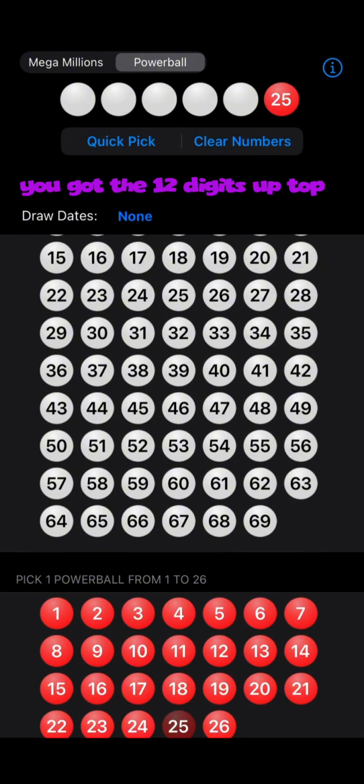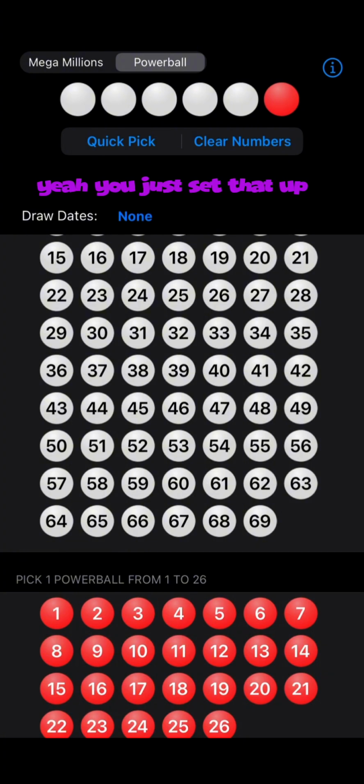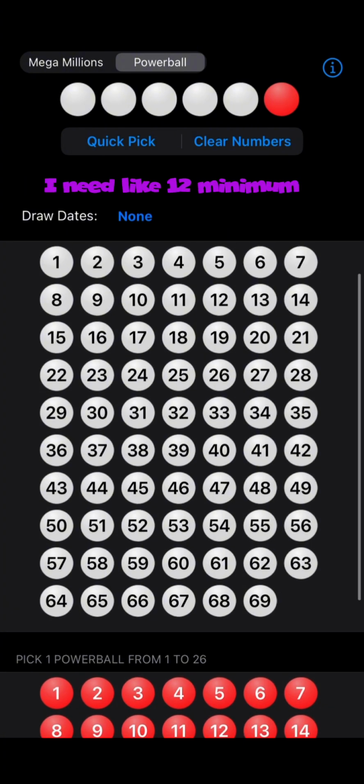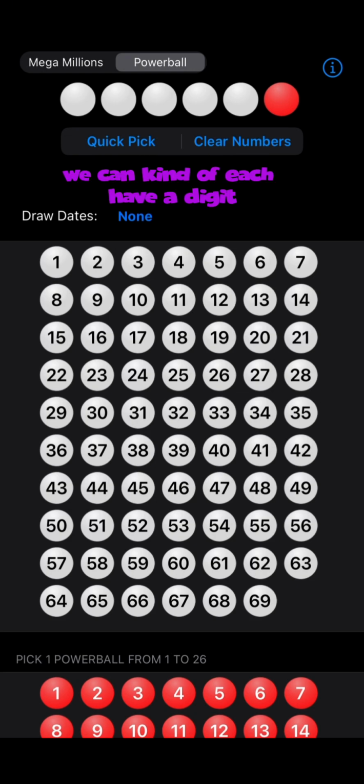It's like, oh, you got the 12 digits up top, right? First 10 digits are the white balls. Last, 11th and 12th digit is the Powerball. And you got your system set up, and that's basically it. You just set that up. That's why I need more than just me. I need like 12, minimum 12 people to do this. That way we can go, all right, we can try to each have a digit.